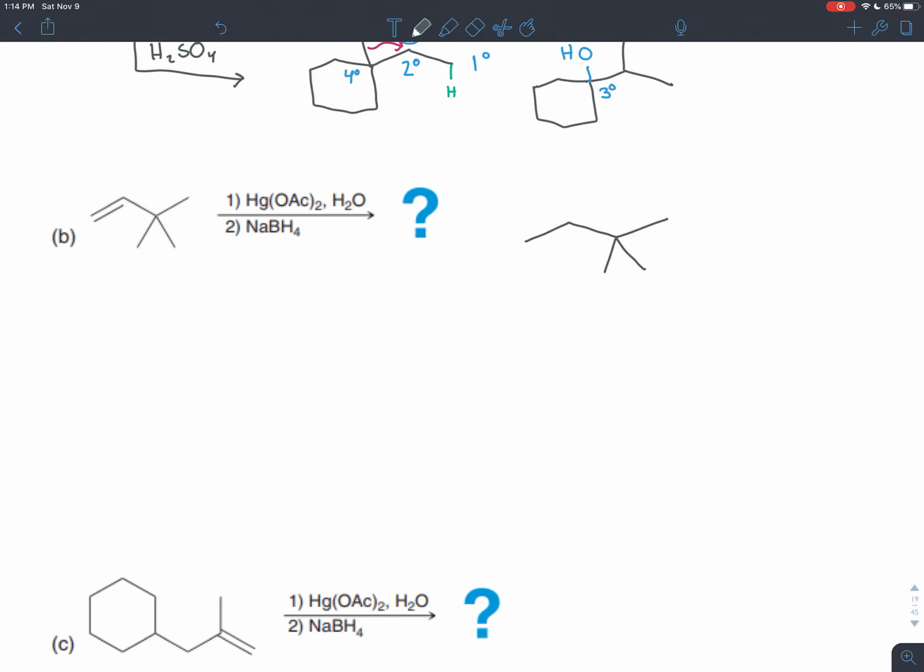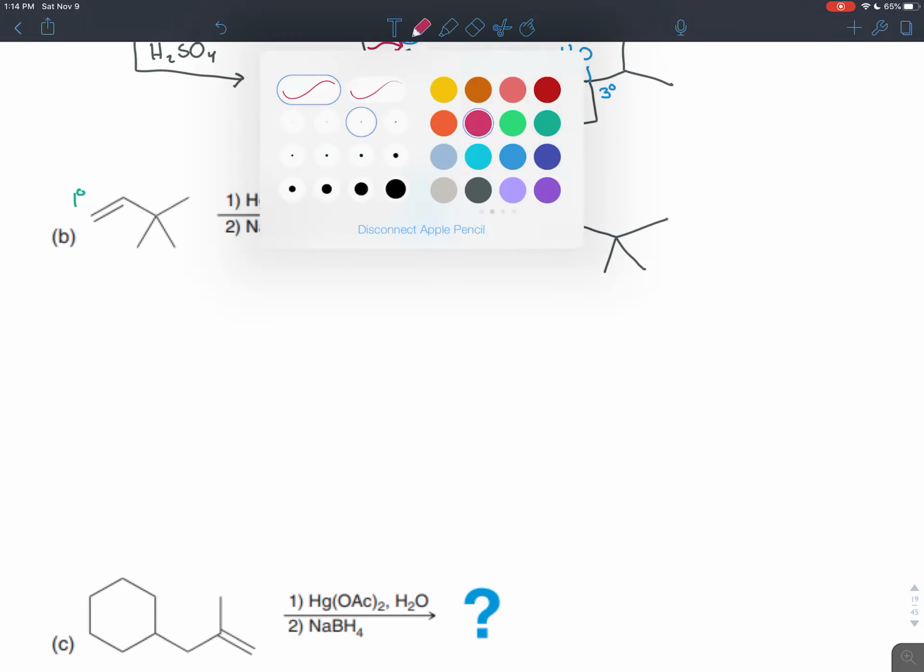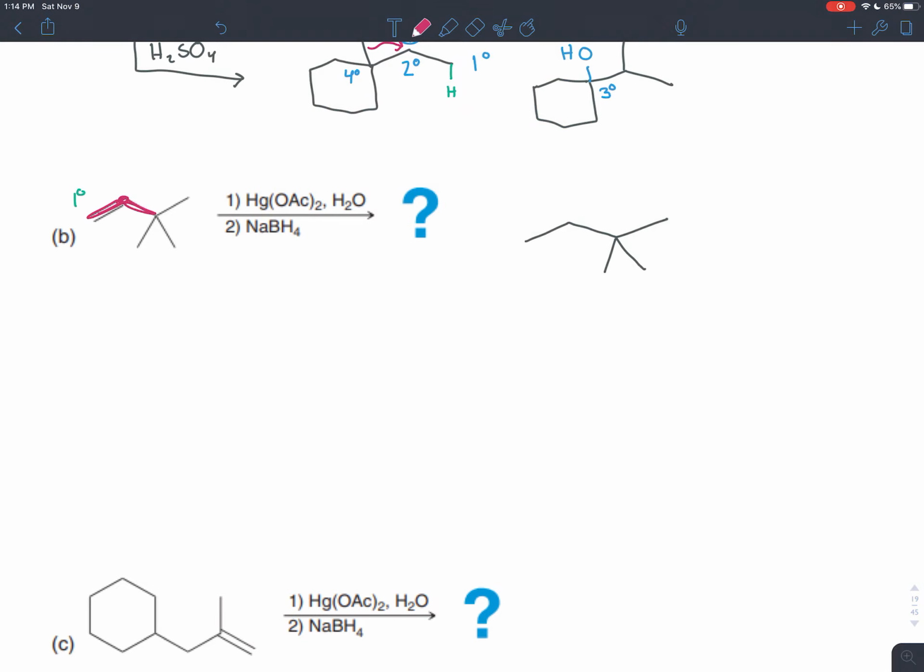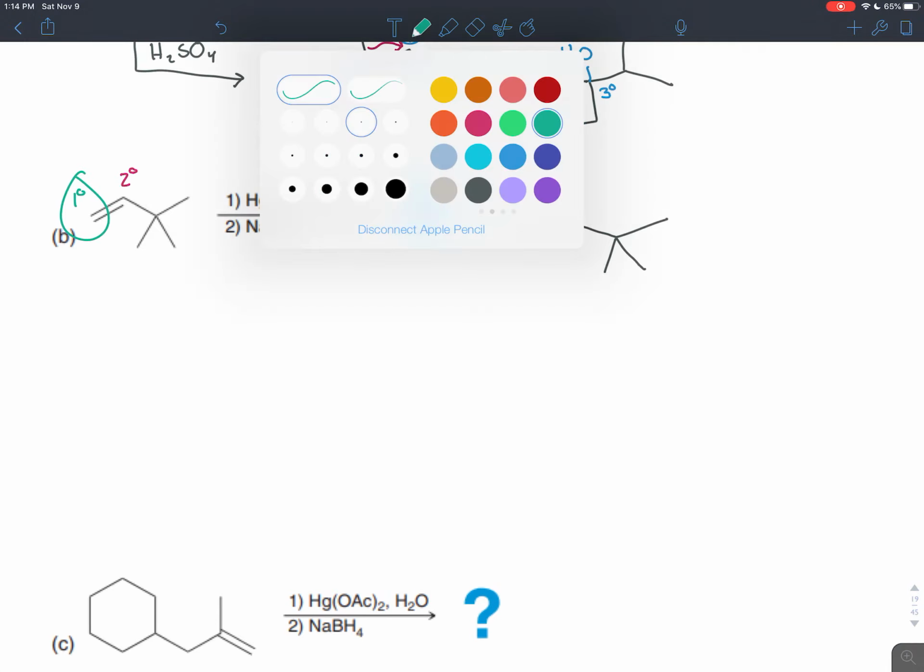We're going to add H and OH, but it's Markovnikov, so the H has to go on the less substituted carbon. In the double bond, the carbon on the left is only bonded to one other carbon. It is primary. The carbon on the right is bonded to 2 other carbons, so it is secondary. The addition is Markovnikov, and so the hydrogen goes on the more substituted carbon. I'm sorry, the hydrogen goes on the less substituted carbon, here the primary one.